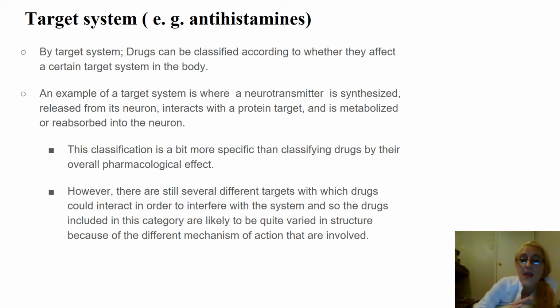This classification is a bit more specific than classifying drugs by their overall pharmacological effect. However, there are still several different targets with which drugs could interact in order to interfere with the system, so the drugs included in this category are likely to be quite varied in structure because of the different mechanisms of action involved.